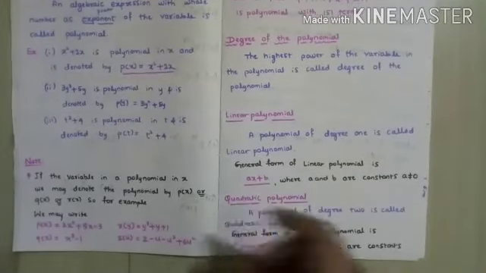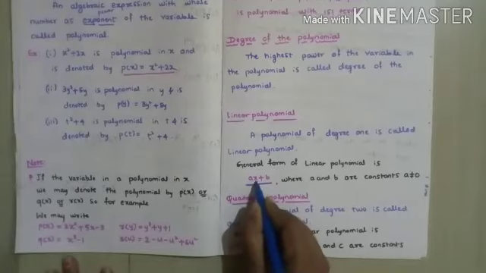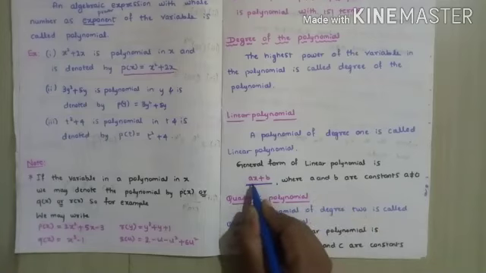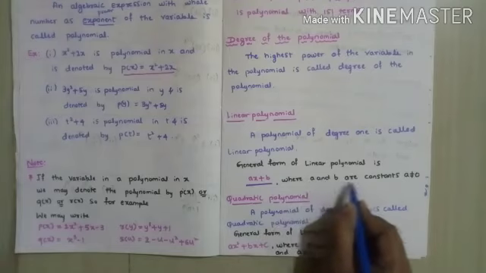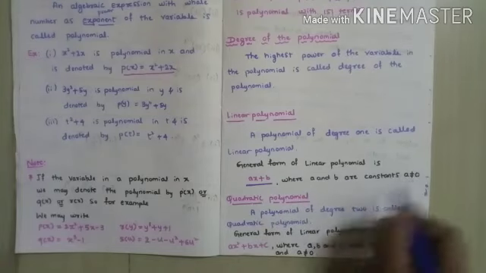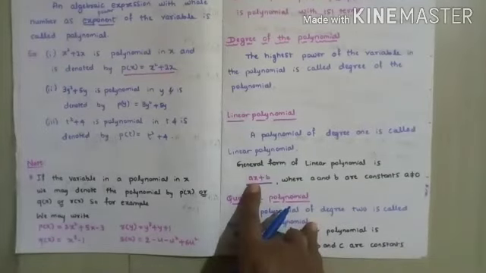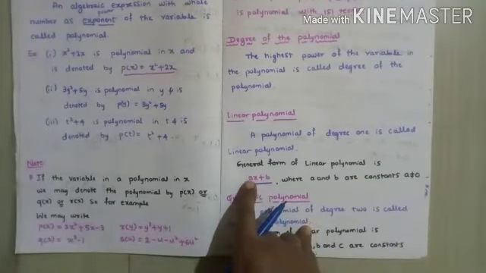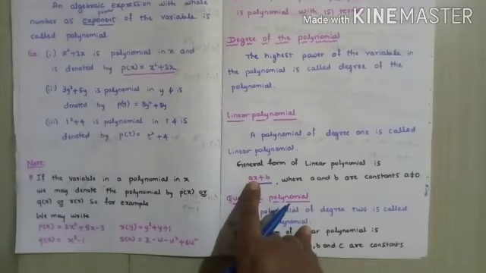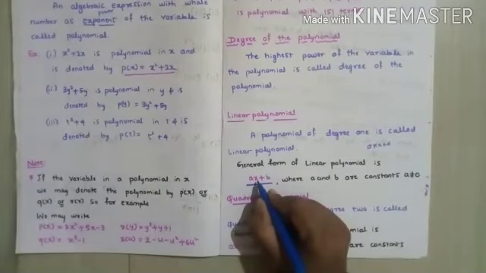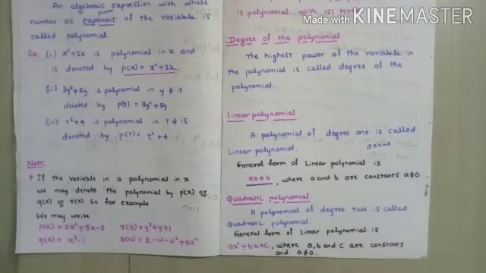Here the general form is, this is very important. The general form of the linear polynomial is ax plus b, where a and b are constants, and a is not equal to 0. Why have I written a is not equal to 0? A linear polynomial means the variable's power should be 1. If a is 0, then 0 into x becomes 0, and the power of x will not be 1. So for a linear polynomial, a should not be equal to 0.